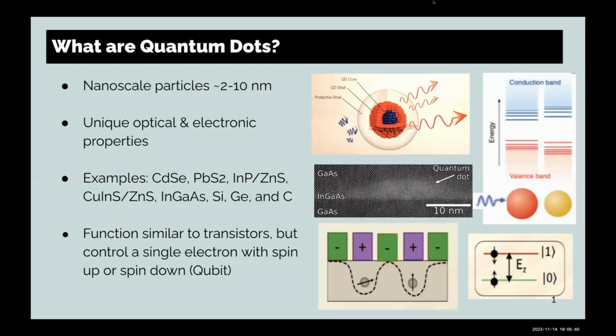So, as an introduction, you might be wondering, what are quantum dots? Quantum dots are small nanoscale particles from 2 to 10 nanometers. They have unique optical and electronic properties, and they're made of numerous materials. However, they have similar properties. They all function similar to transistors in electronics. However, they have a single electron spin with up or down, similar to a qubit.